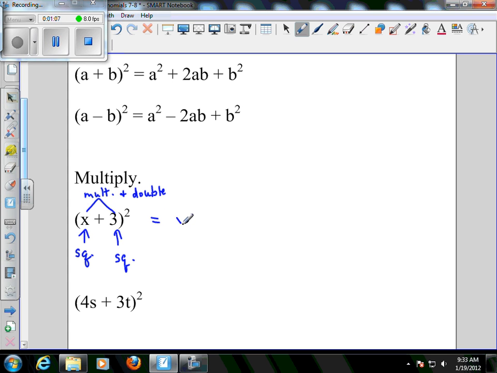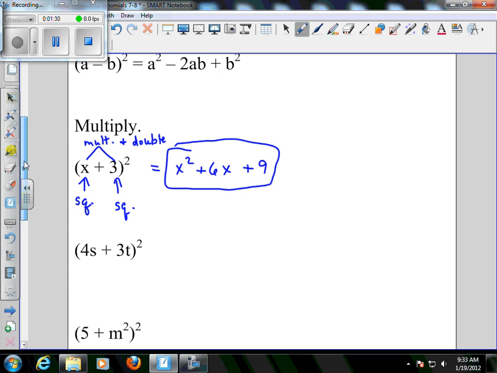We get x squared when we square the first term. 3 squared gives us 9. It's positive, so I'll put a plus there. And now let's multiply and double the terms for our middle term. 3 times x is 3x. Double it, you get positive 6x. And there's your answer. And you haven't had to use the FOIL method. You haven't had to distribute.